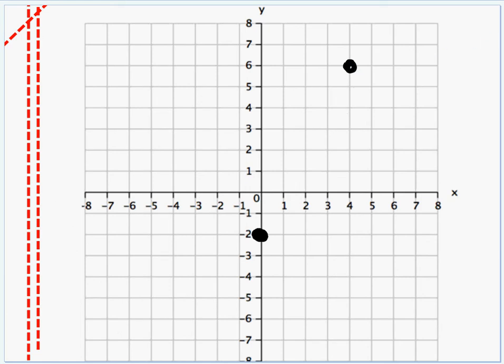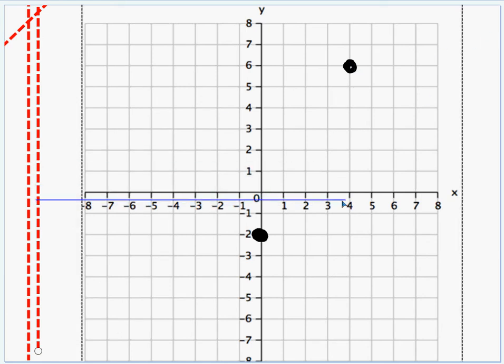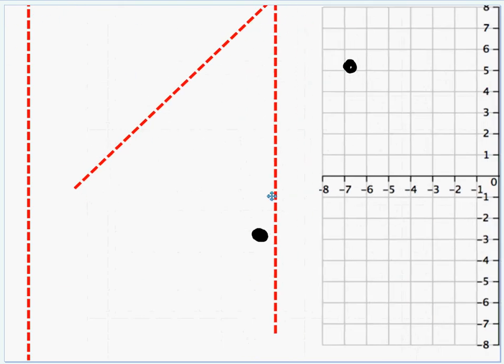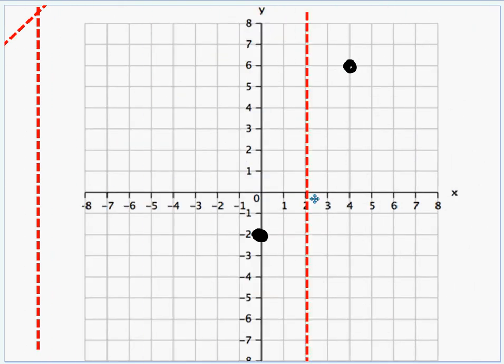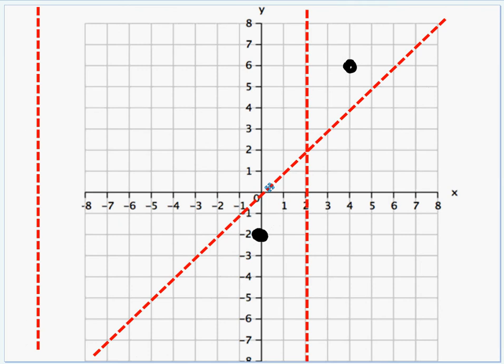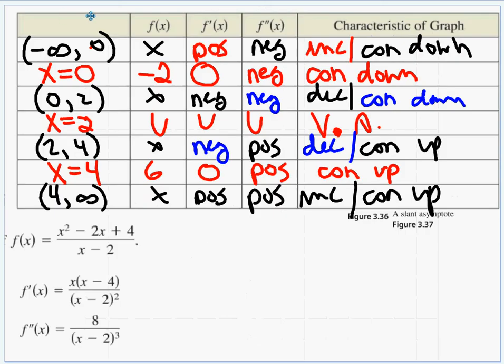We have a vertical asymptote at 2. There we go. Our slant was y equals 1x plus 0. So we're going to go through 0. Slope of 1. It's going to look like that. Okay. The graph's really coming together.